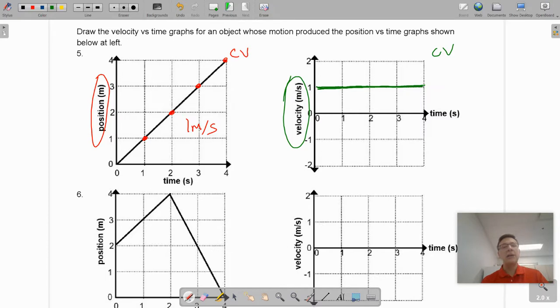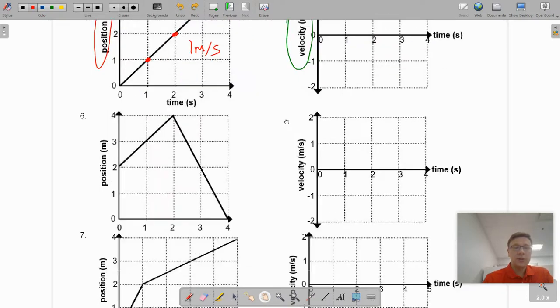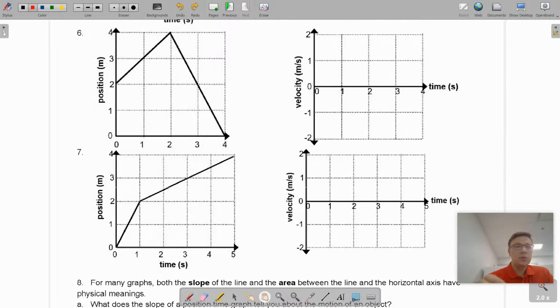It gets mixed up a lot, so I want to make sure that we get that straight, because a horizontal line on a position versus time graph, like if we drew this over here, just implies that the object stays in the same position the entire time and does not move. So moving on here, let's look at this next one, number 6 and then number 7.